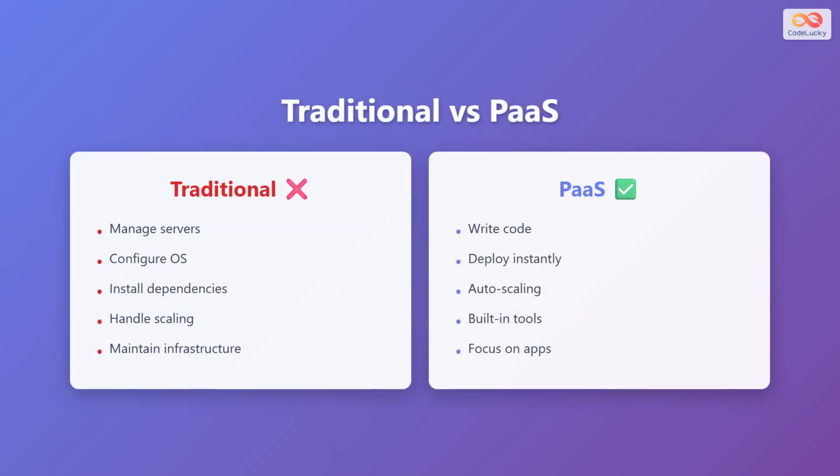Let's compare traditional application development with the PaaS approach. In traditional development, teams must manage servers, configure operating systems, install dependencies, handle scaling manually, and maintain the entire infrastructure. This requires significant time and technical expertise. With PaaS, developers simply write code and deploy instantly. The platform handles auto-scaling, provides built-in tools, and lets teams focus entirely on building applications rather than managing infrastructure. The difference is transformative.